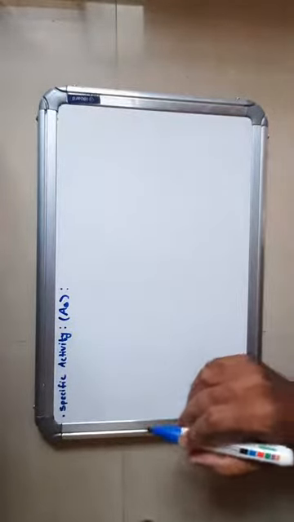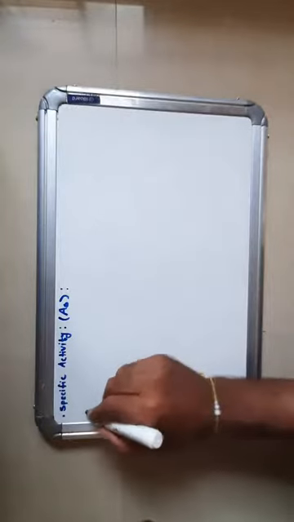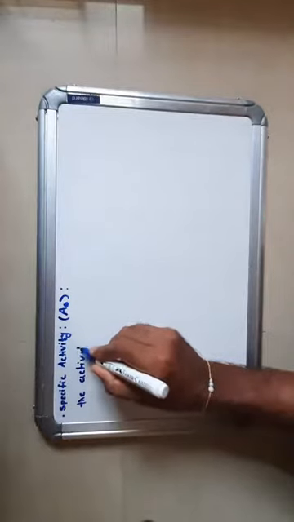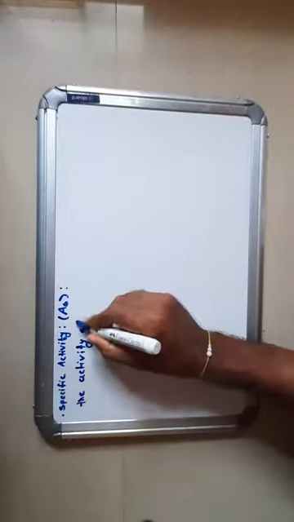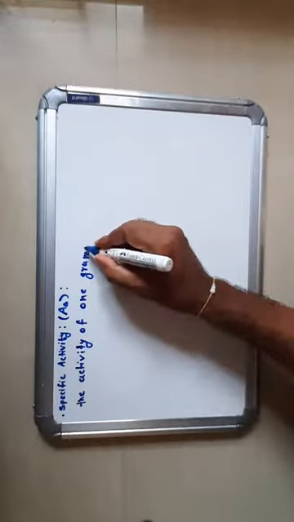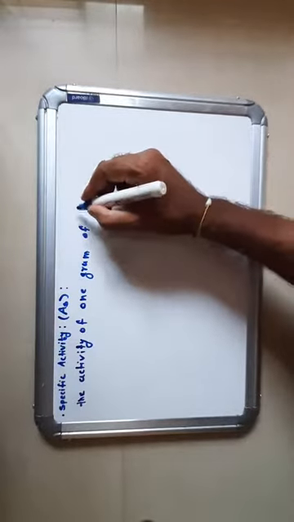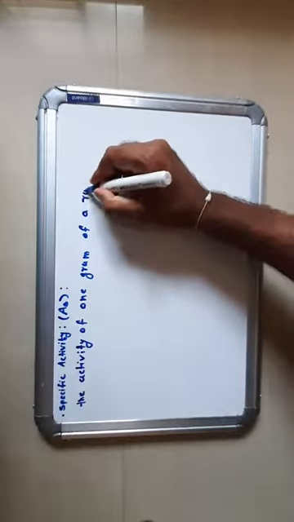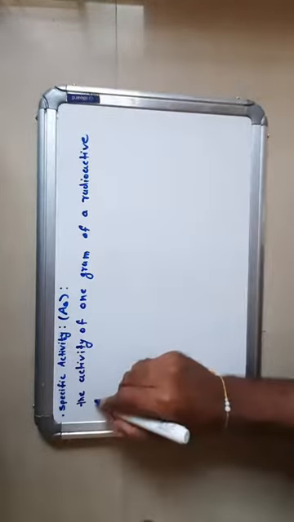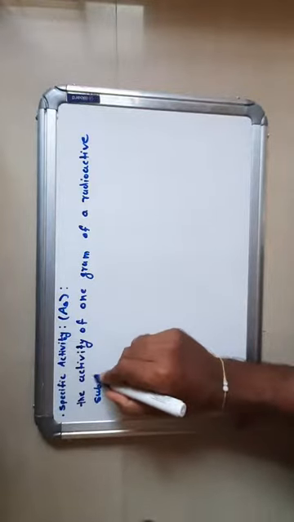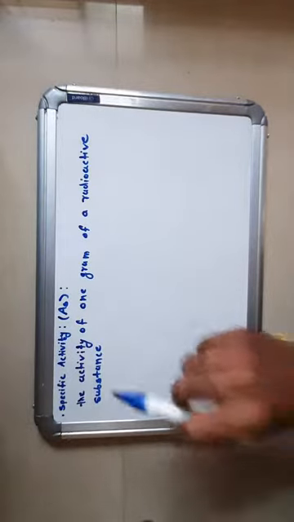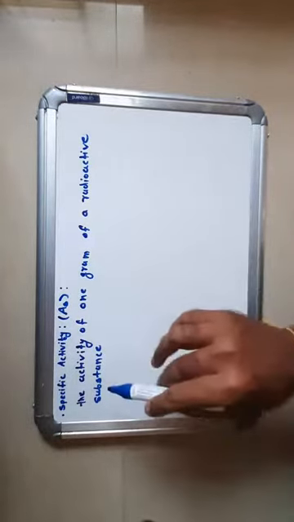Specific activity of a substance is defined as the activity of 1 gram of a radioactive substance. That means specific activity is defined as the activity of 1 gram of radioactive substance.